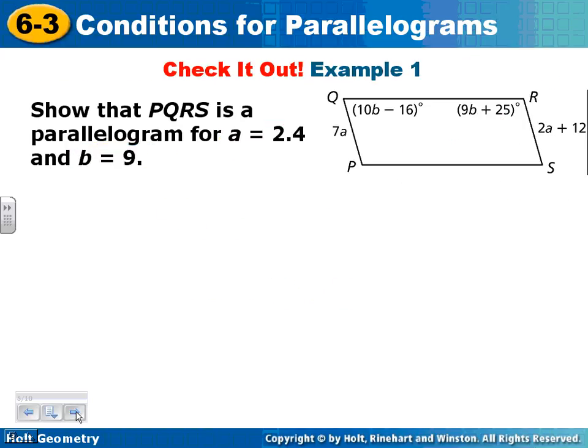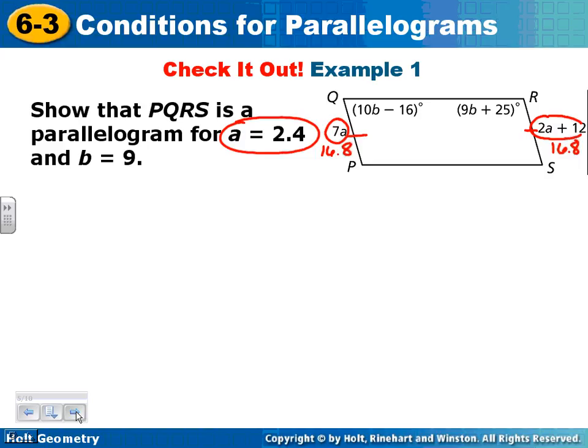Let's do another one. Show that this one's a parallelogram. Let's do A is 2.4. So if I go A is 2.4, I've got to pick up my calculator. Let's do 7A. So 7 times 2.4, that's 16.8. Let's go over to the right side now. And that'd be 2 times 2.4, that's 4.8, plus 12. That'd be 16.8. So that means my left and right side are congruent.